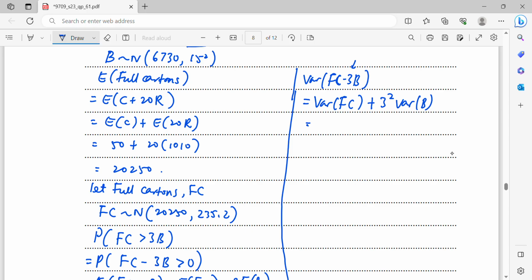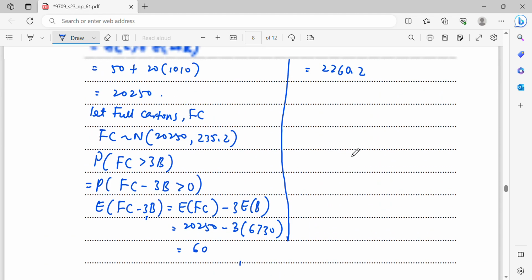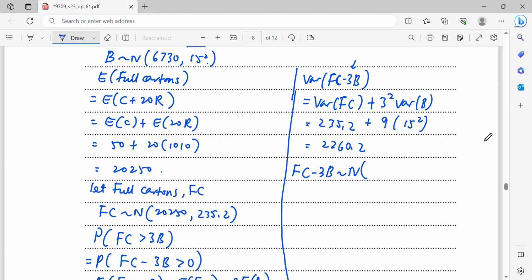That means you will get 235.2 plus 3 squared is 9. Variance B is given in the question, 15 squared. Then you will be getting 2260.2. Okay, so once you have found the expected value and the variance, then I can just rewrite my FC minus 3B is basically normally distributed. The mean is 60. Variance is 2260.2.